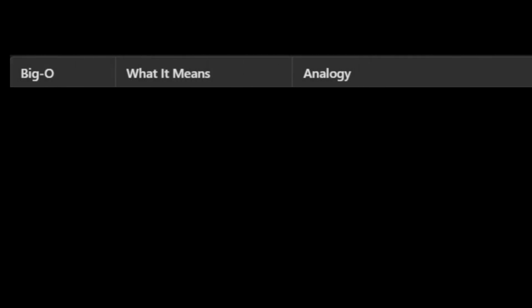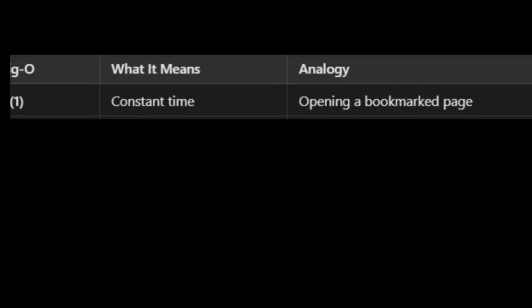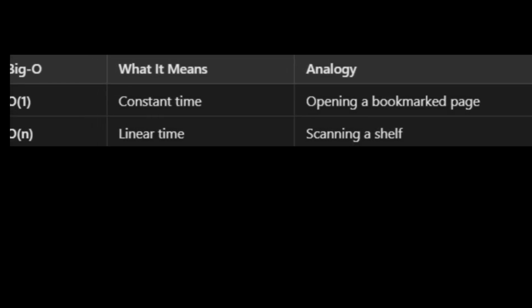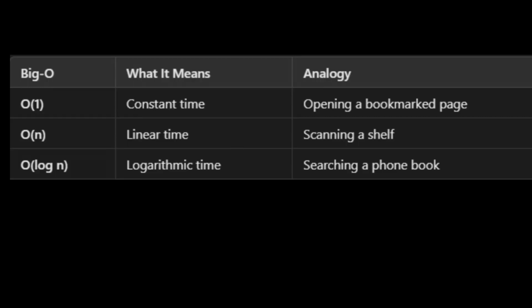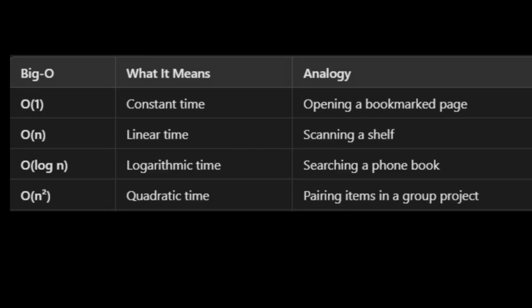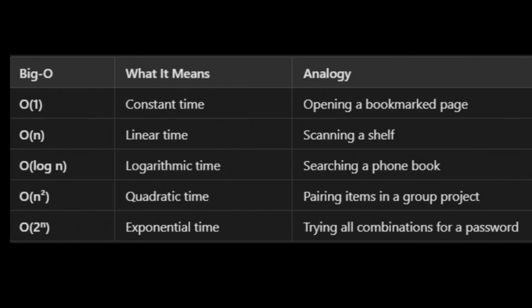So to remember everything, let's have a look. O(1) means instant access, like opening a bookmarked page. Second is O(n), which is a line-by-line search, like scanning a shelf. Third is O(log n), which is a smart shortcut, like a phone book search. Fourth is O(n squared), which is comparing all pairs, like pairing items in a group project. Fifth is exponential time, an exploding option, like trying every password combination. So this is a quick way to remember all the big O notations so that it makes your coding and DSA journey easy.